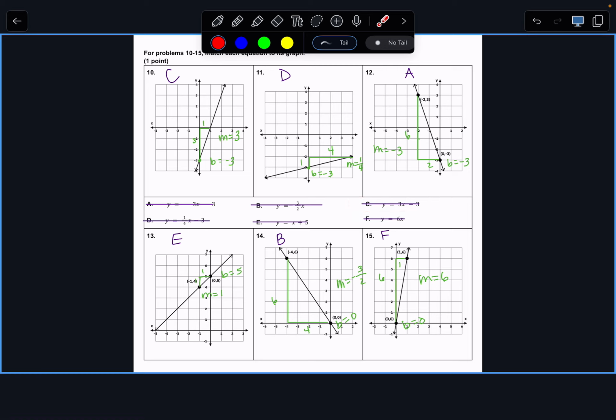Okay, in number 11, we have a slope of up 1 over 4 and a y-intercept of negative 3. I need to find that equation. Be careful because I see y equals 3x minus 3 and y equals negative 3x minus 3. Okay, I put those in there to trick you. So A and C are very similar. They just have opposite slopes. My advice to you would be to identify the slope and y-intercept and then find your equation to match it up with.